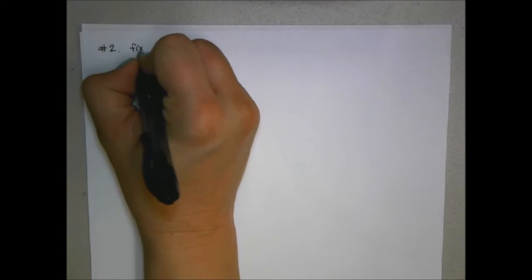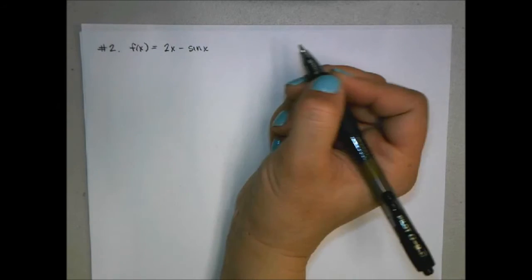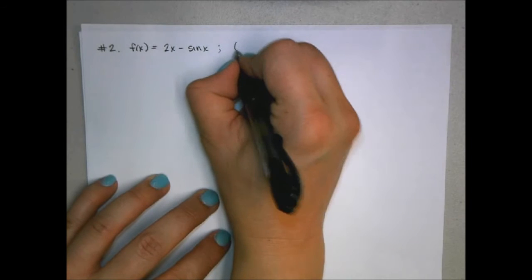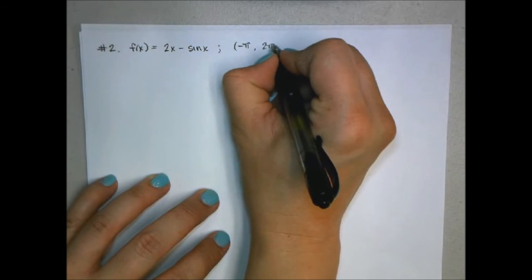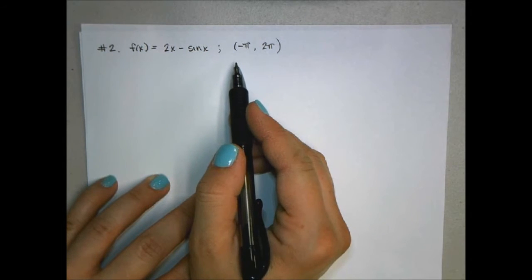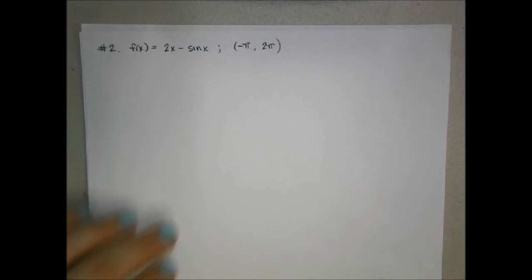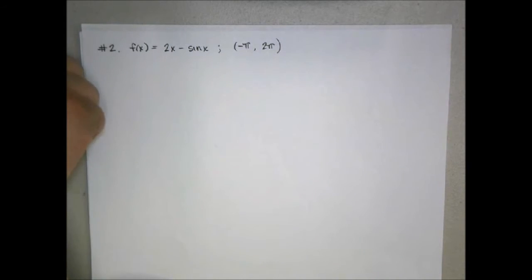All right, so moving on to example number 2. This time our function gets a little more interesting, 2x minus sine x. Nice thing for us here, we're dealing on a specific domain, -pi to 2pi. So we don't have to look at the entire graph from -infinity to infinity here. Okay. So keeping that in mind as you do your intervals, we're going to go ahead and do our first then second derivative.